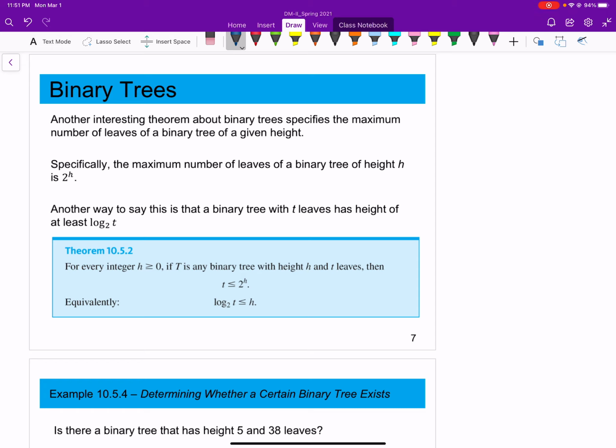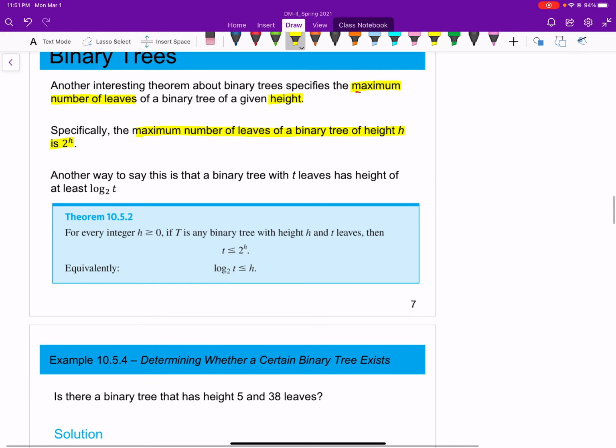Another interesting theorem about binary trees specifies the maximum number of leaves of a binary tree of a given height. Now we are going to talk about the maximum number of leaves with respect to the height. Specifically, the maximum number of leaves of a binary tree of height h is 2 to the power h.